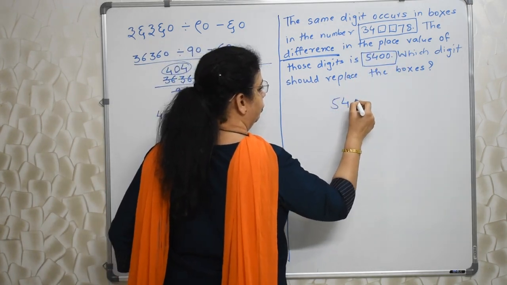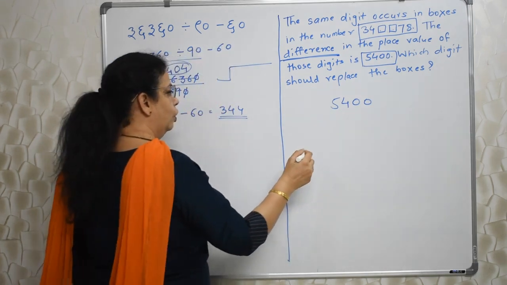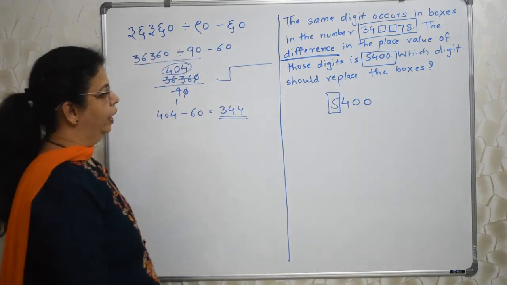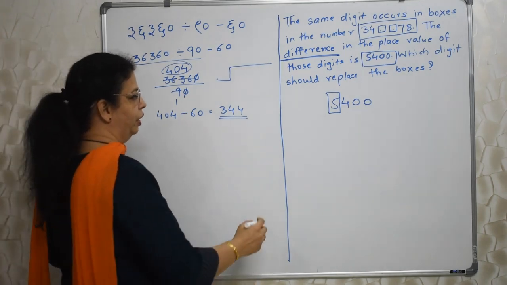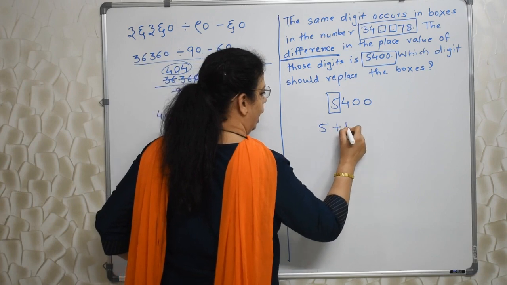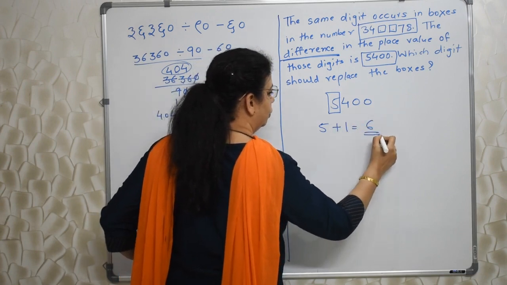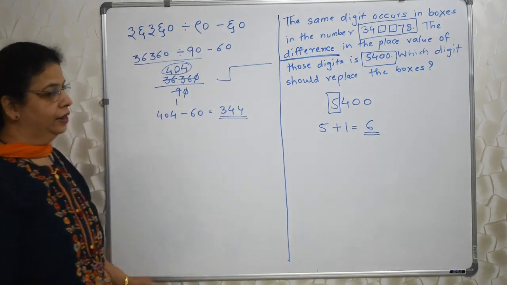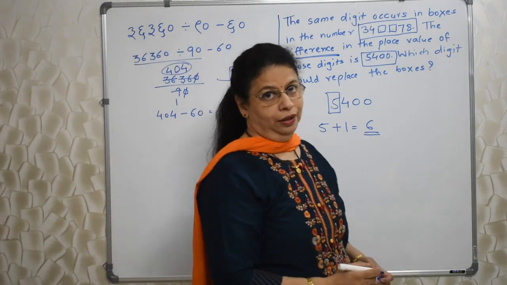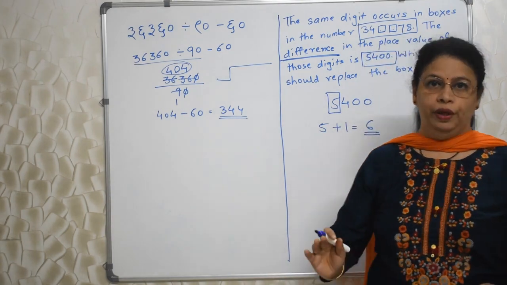This number will help you. In this also, only the highest place value wala digit, that is which is in the extreme left, 5. 5 ले लो, उसमें एक ऐड करो, 6. Your answer is 6. Isn't it easy? This is the shortcut method or the shortest way of solving this sum.